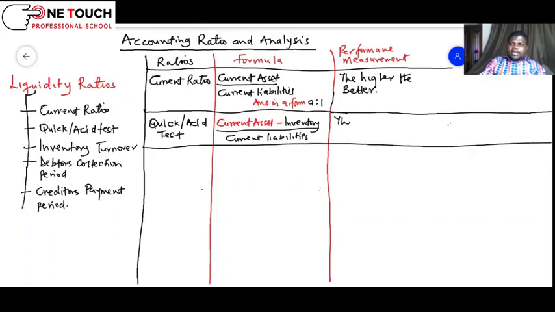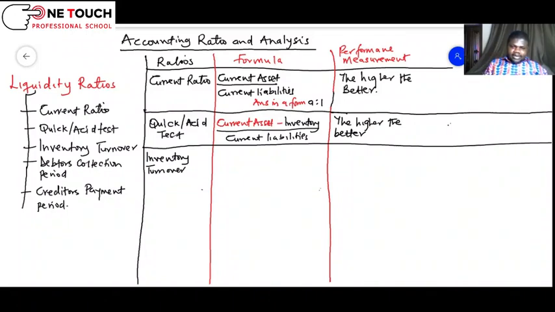So this one, we are saying that the higher, the better. However, if it is too high, it means that you are not efficient in managing your assets and liabilities. You are not efficient in working capital management. Then we have the inventory turnover. As the name implies, we are looking at the number of times that you are able to turn over your inventory, the number of times you're able to go through the accounting cycle every year.